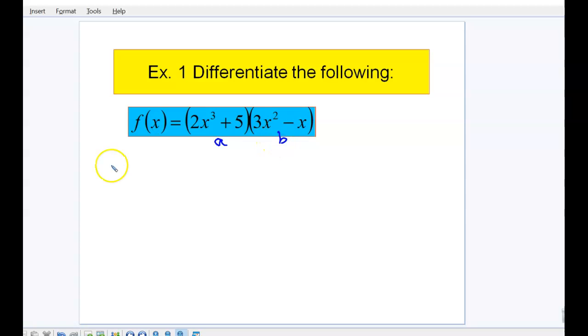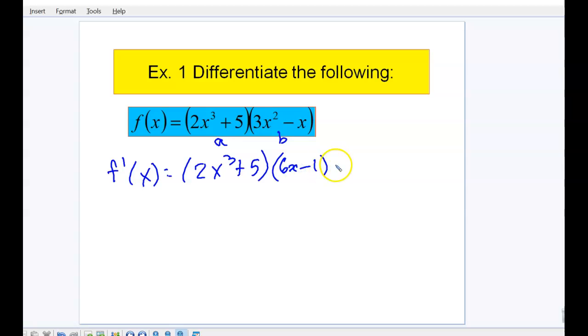So if I want to find the derivative, okay, it's going to be the first function the way it is, so 2x cubed plus 5, times the derivative of the second function, which would be 6x minus 1, plus the second function, which is 3x squared minus x, times the derivative of the first function, which is 6x squared. Now you're done calculus right there. The rest of this is just simplifying.